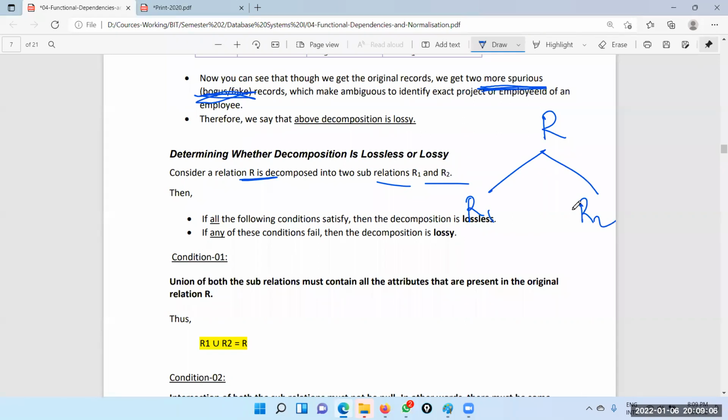If all the following conditions are satisfied, then the decomposition is lossless. There are three conditions: condition 1, condition 2, condition 3. If all three conditions that we are going to mention below are satisfied, we say that the decomposition is lossless. If any of the three conditions fails, then we say the decomposition is lossy. What are these three conditions?